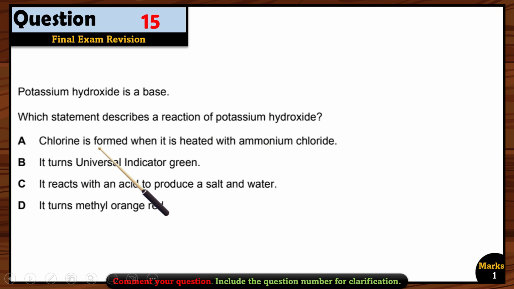That's wrong. Chlorine is not formed. Okay, we always guess ammonia. So it turns universal indicator green. Again, wrong, because potassium hydroxide is a base. So mostly the color will be a purple color.